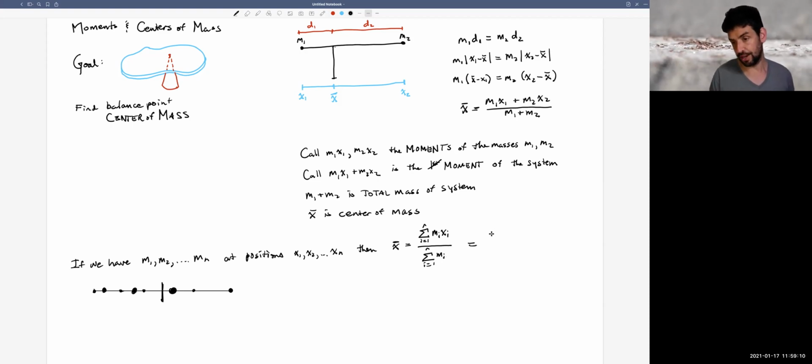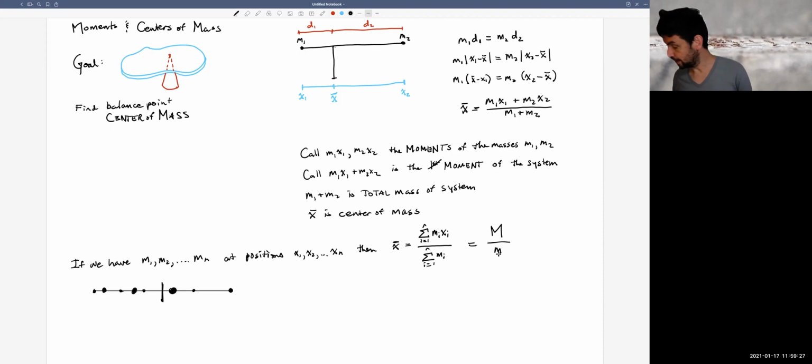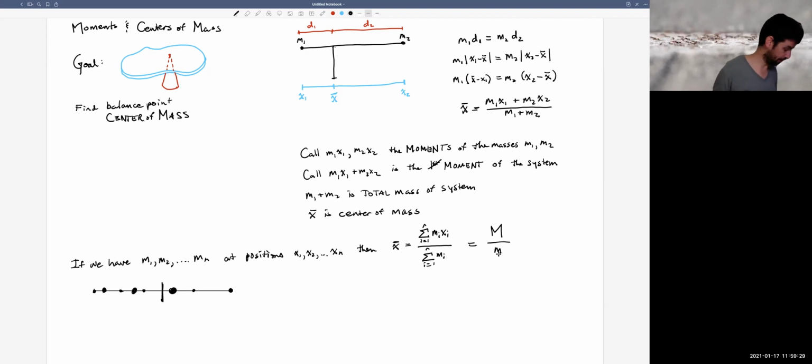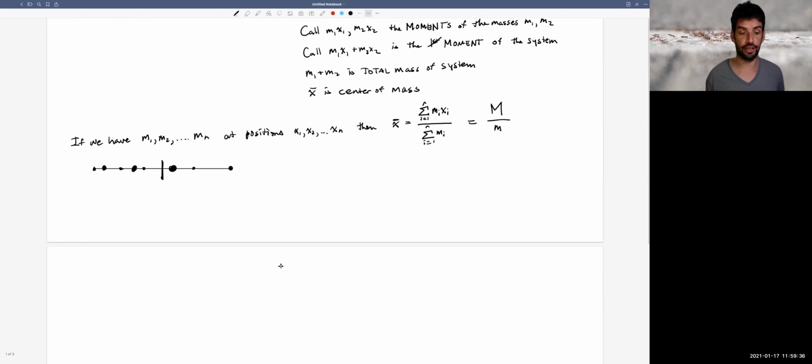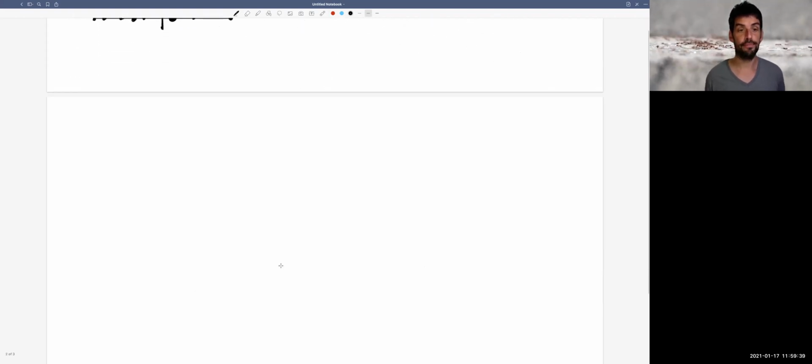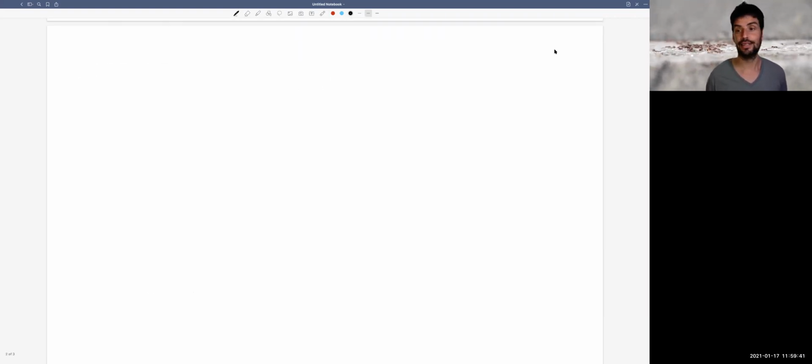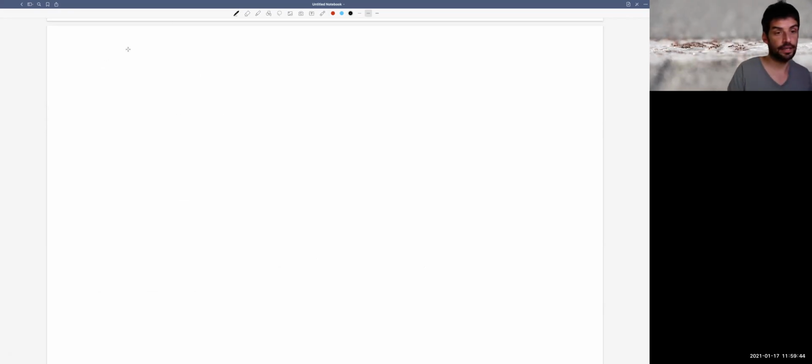Let's just write this. Sometimes we use capital M for the numerator to be the moment of the system, and lowercase m to be the total mass of the system, okay? All right, so let's go one step further with this. Let's complicate things just a little bit more. And now let's add a dimension to this, right? Right now we've got masses on a line. Let's put them in a plane, okay?